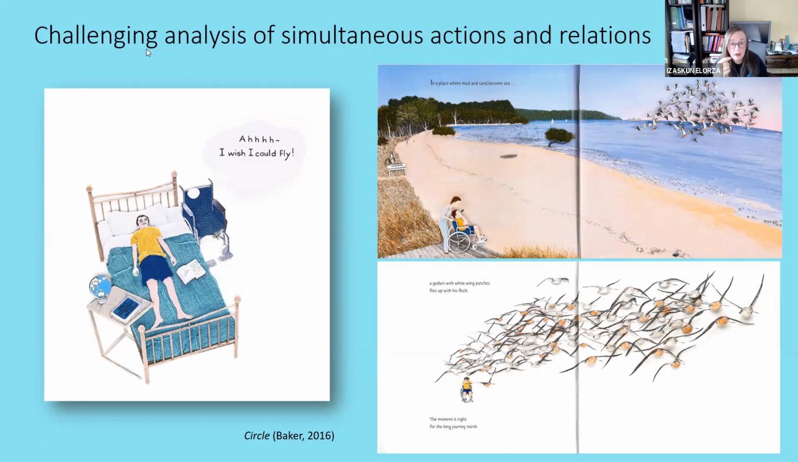But we have the verbal narration advancing and saying, "A godwit with white wing patches flies up with his flock. The moment is right for the long journey north." So this time, if we were tempted to focus our attention on the boy as the main character in the story, the main participant in the top opening, now we are changing our mind to the godwit with the white wing patches as being the character the story is going to be about.